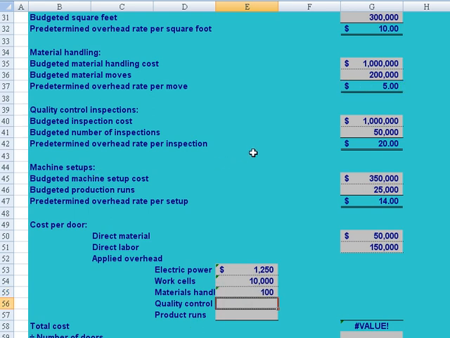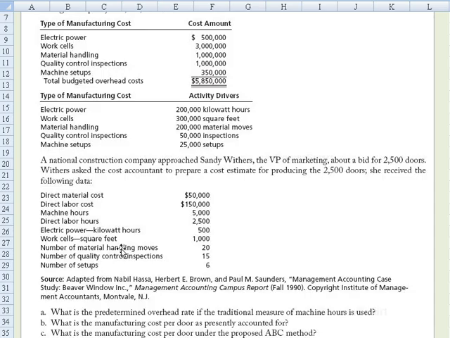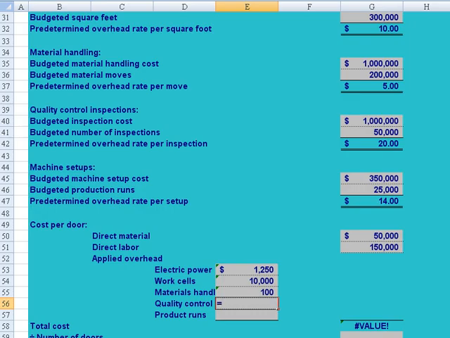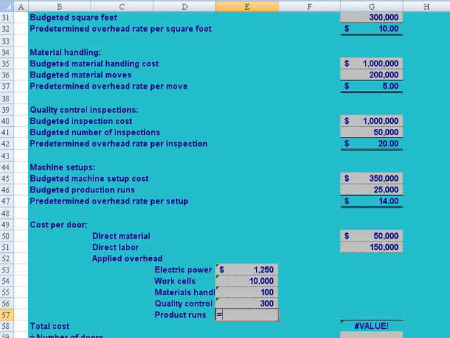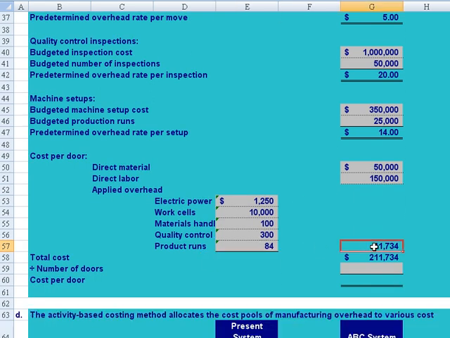Quality control is given in overhead rate per inspections. So the number of inspections to make 2,500 doors is 15. So we'll multiply that cost of inspection times 15. And product runs, which was $14 per setup. Number of setups is 6. So we take 14 times 6. And we get 84. And then the math is just done, with Excel.